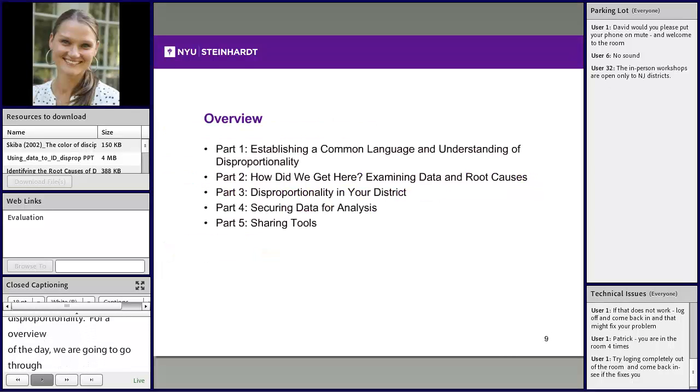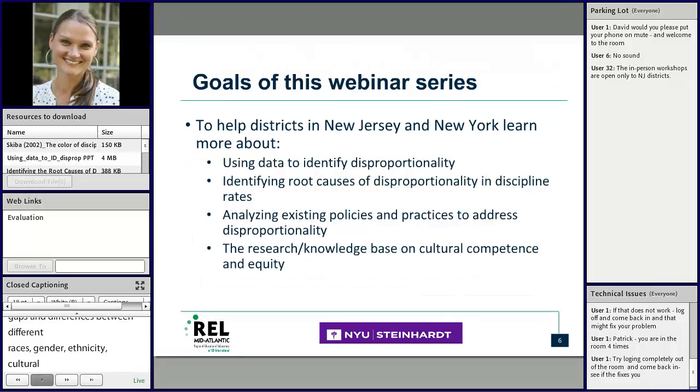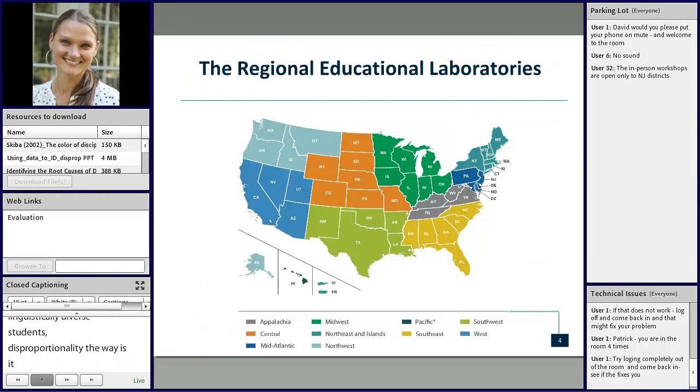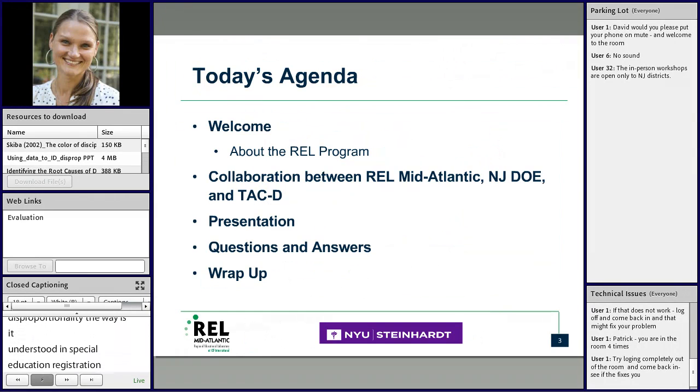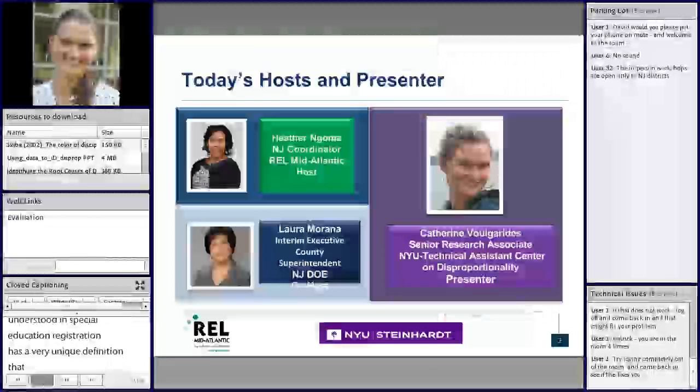We're first going to establish a common language and understanding of disproportionality, because oftentimes while we can understand inequities and achievement gaps and differences between different racial groups or gender, ethnicity, culturally, linguistically diverse students, disproportionality, the way that it's understood in special education legislation, has a very unique definition that will drive us as we go through the PowerPoint slides.